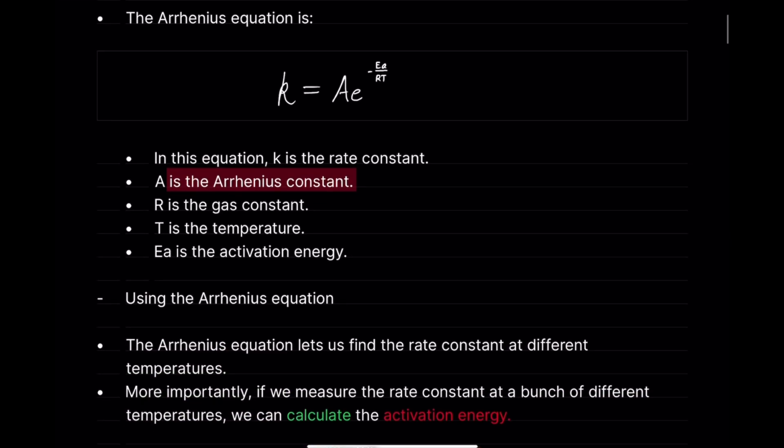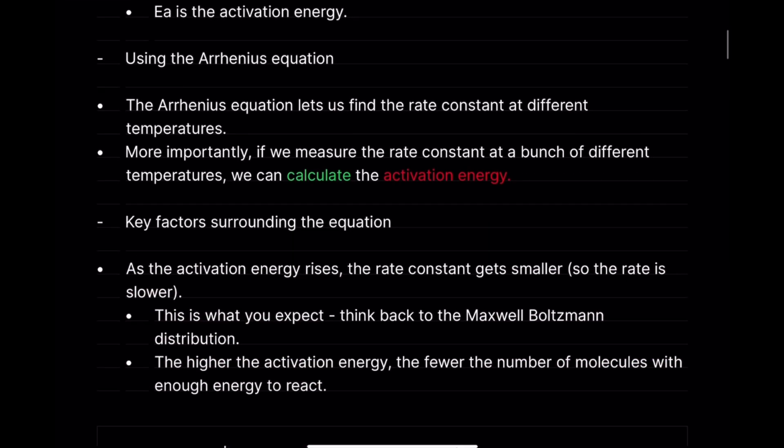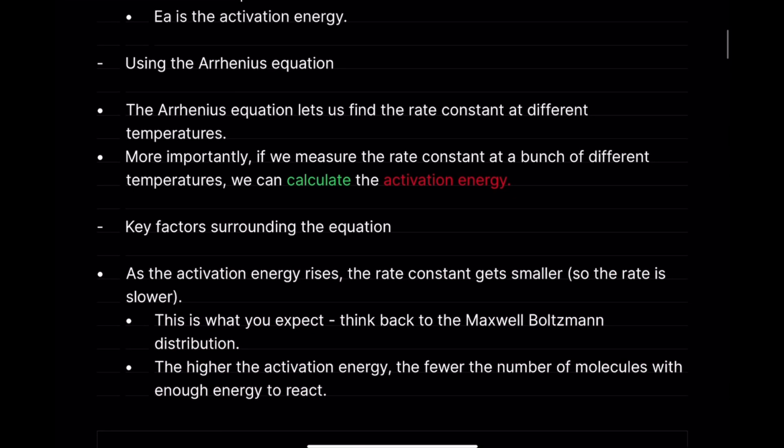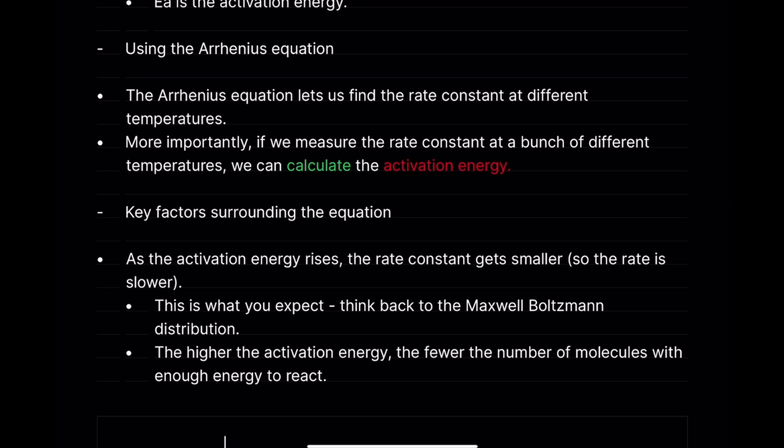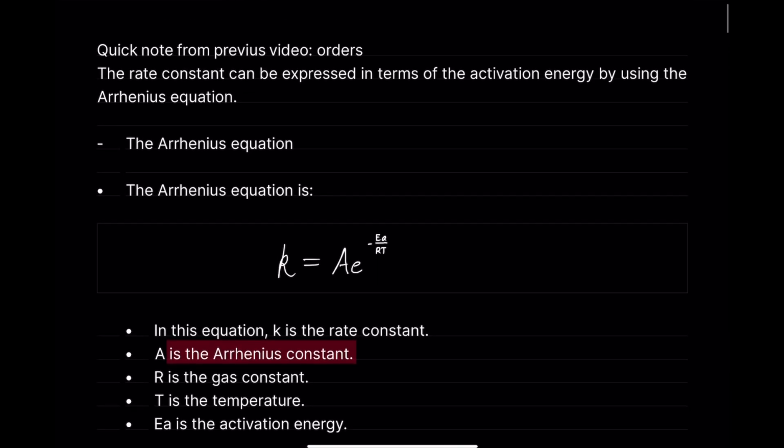It's not just about knowing the equation, it's about how you can use it. Now, using the Arrhenius equation: it's so important because it allows us to find the rate constant at different temperatures. More importantly, if we measure the rate constant at a bunch of different temperatures, we can then calculate the activation energy. You should be aware from the previous video on rate equations that K is actually temperature dependent.